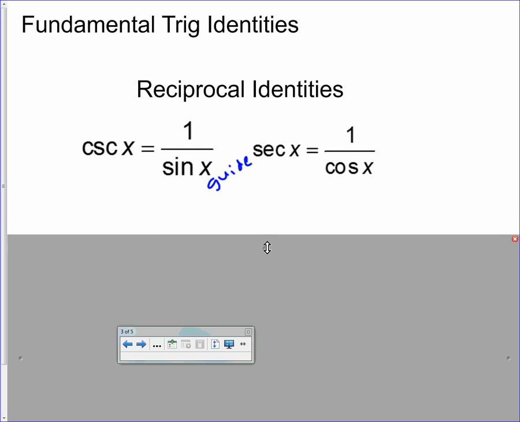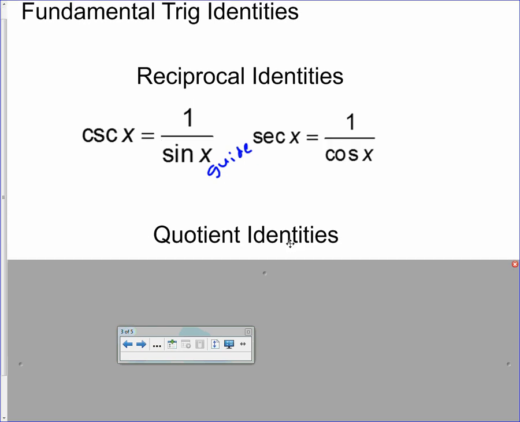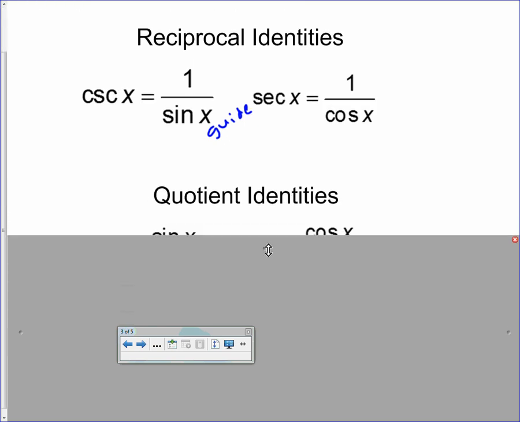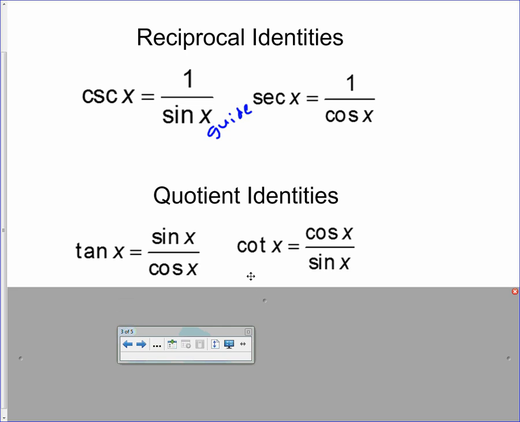The next set of identities that we have to know are the quotient identities. There are two here. Tangent is equivalent to sine over cosine, and cotangent is equivalent to cosine over sine. Notice that tangent and cotangent are reciprocals of each other, because sine is in the numerator, cosine is in the denominator, and then we flip it for cotangent. There are a couple of different ways to remember these. One way I remember is that cotangent starts with cosine.